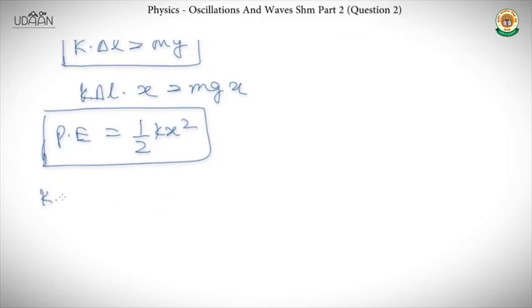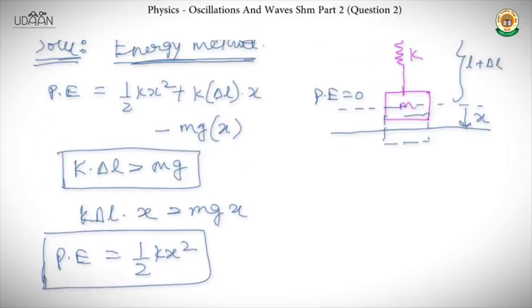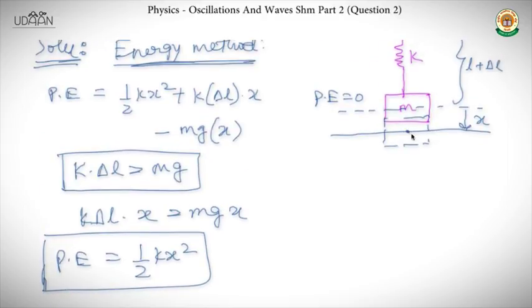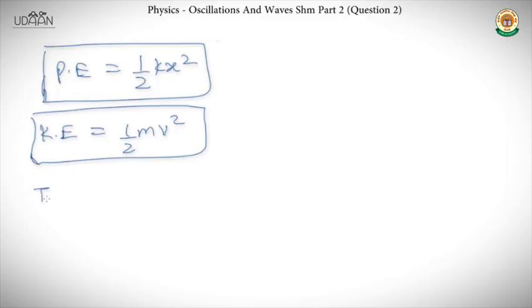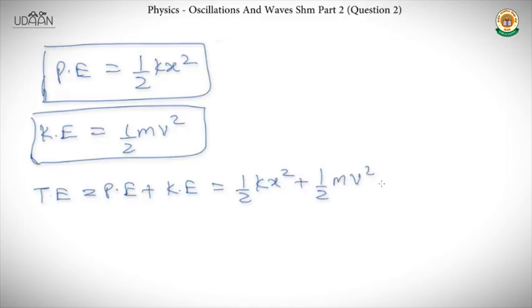And then the kinetic energy. Say the velocity of the block is v at this position. So kinetic energy, as you know, is half m v square. The total energy is the sum of potential and kinetic energies, which is half k x square plus half m v square. Alright, so again differentiating it with respect to time.